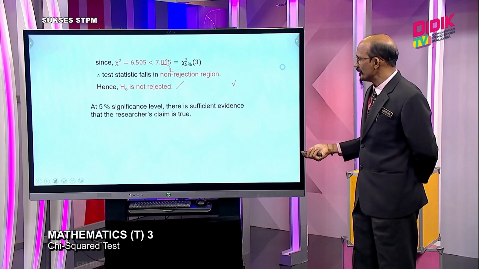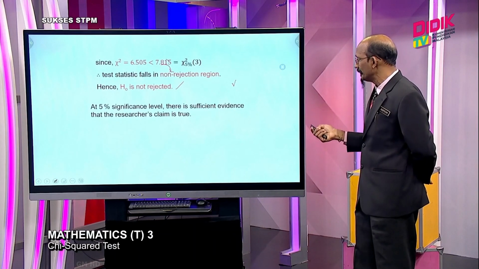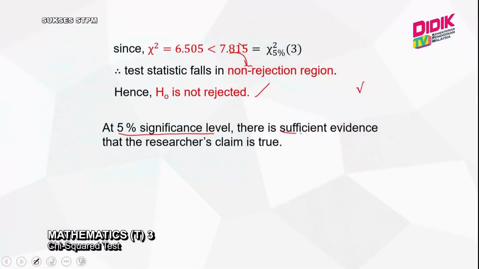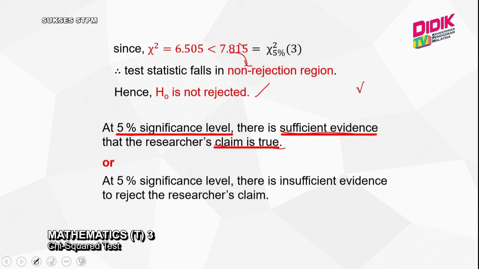If H0 is not rejected, then at 5% significant level, there is, if you notice, a keyword that must be there. So the researcher's claim is true, because we are not rejecting H0. That means the researcher's claim is true. Or maybe this is the best way of writing. Maybe students will write like this, they like to use the word insufficient: at 5% significant level, there is insufficient evidence to reject the researcher's claim. Slightly different, but both bring the same meaning.